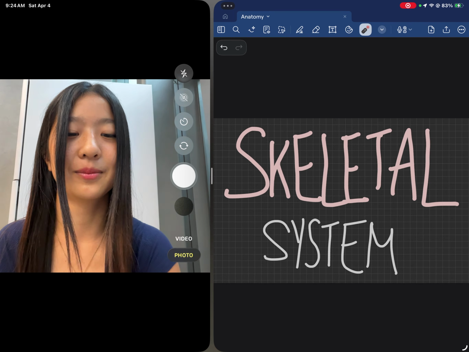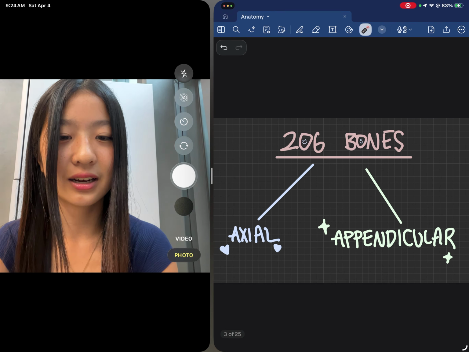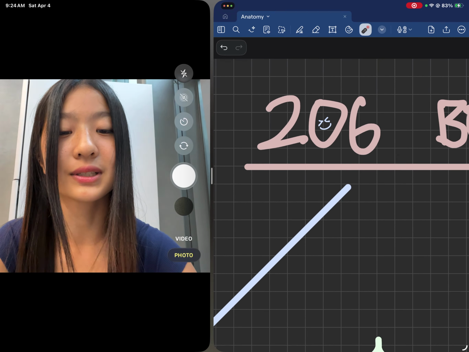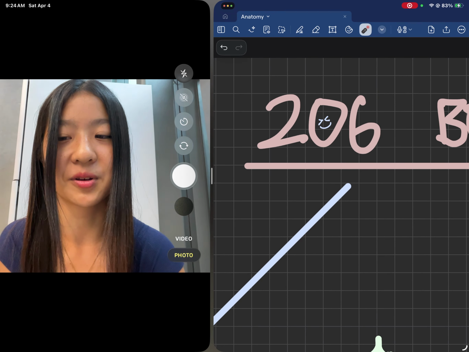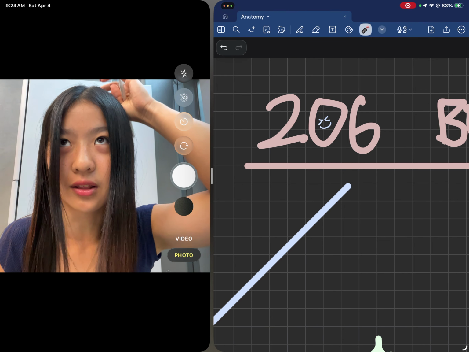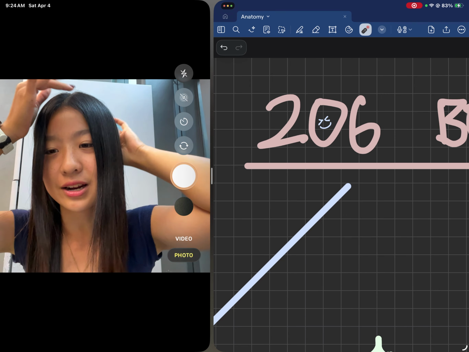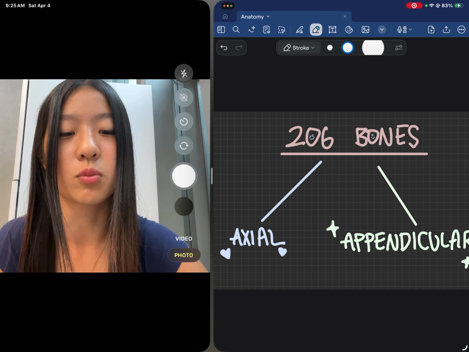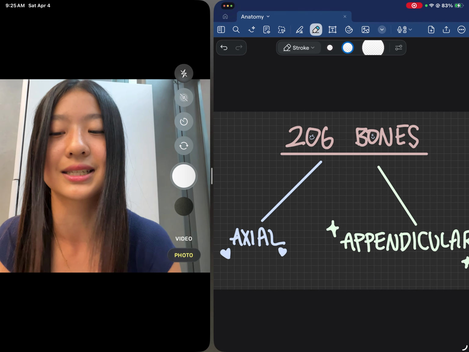Today we're going to be talking about the skeletal system. The average adult human body has 206 bones, and as we grow up from a baby, some of your bones fuse together. For example, babies have a soft spot in the back of their skull because their cranium is actually separated into two and it fuses together as you grow up. So you actually start with more bones and then they fuse into 206 in general.